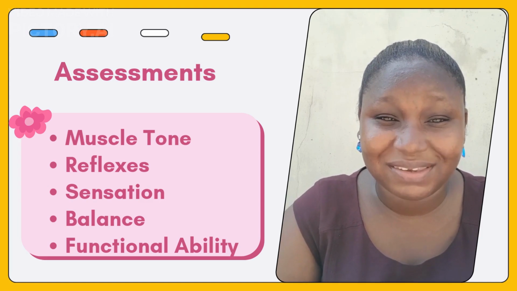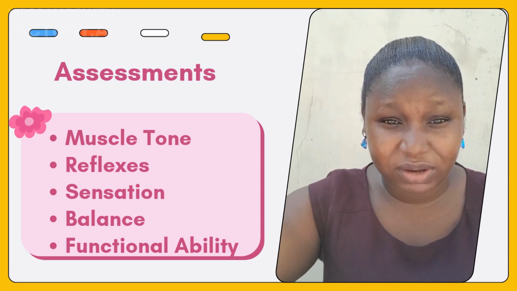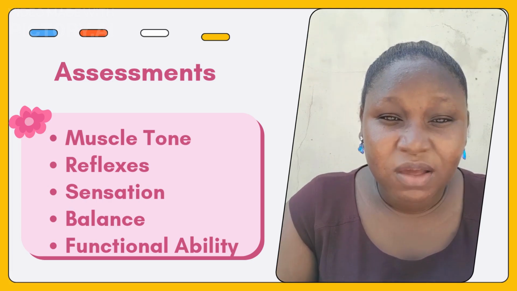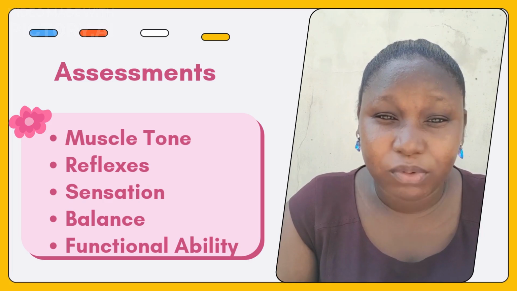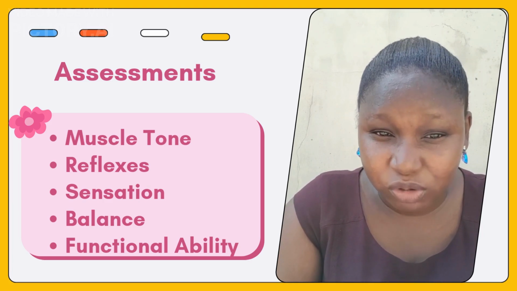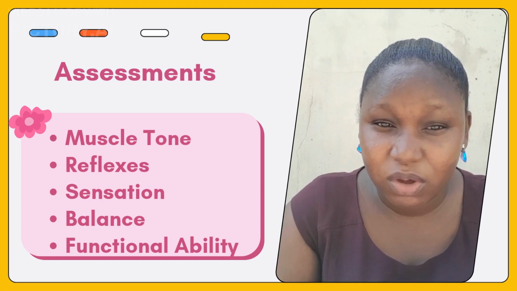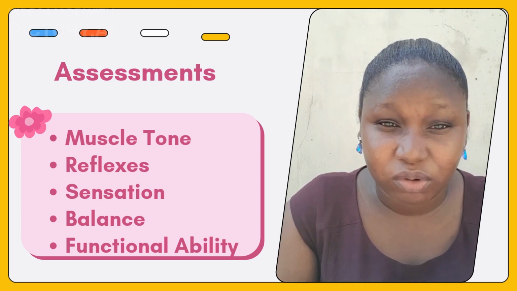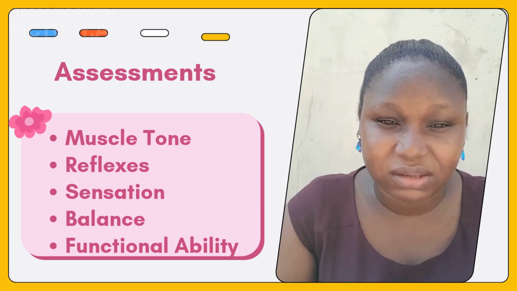Can this particular person sit by themselves? Can they walk by themselves? Can they lift their hands above their head? Also, we check for their sensation. Can they sense both the pinprick and the soft touch? Do they have good touch sensitivity? Can they feel any form of sensation, which could even include hot or cold? That's where we come in with the cold and hot test tubes.